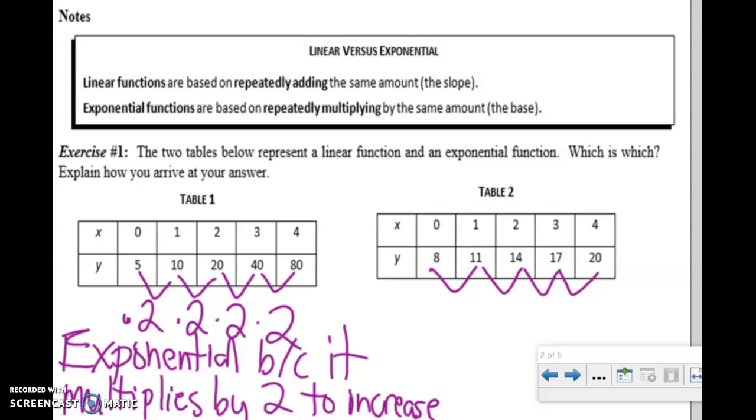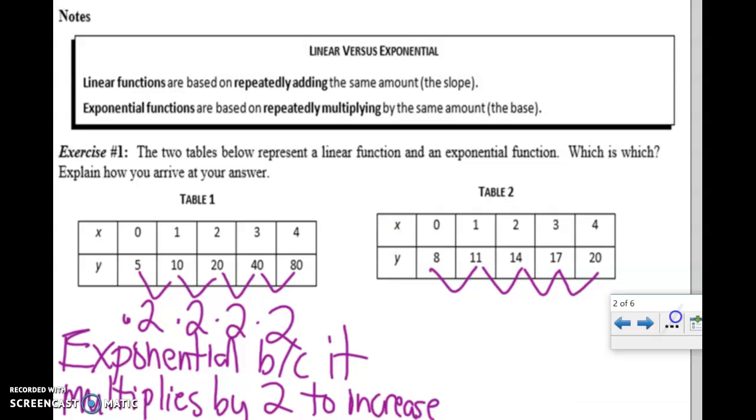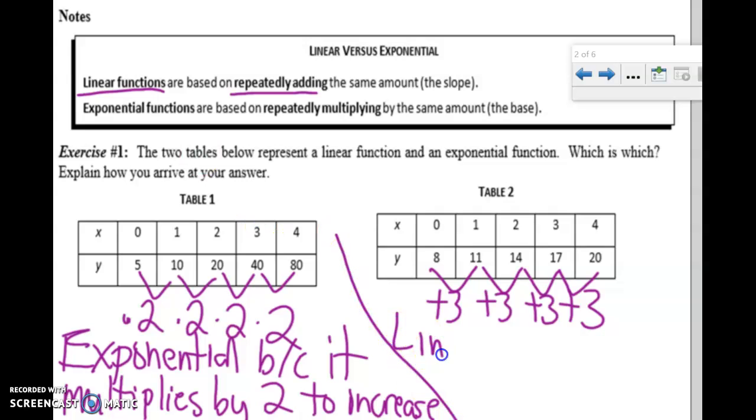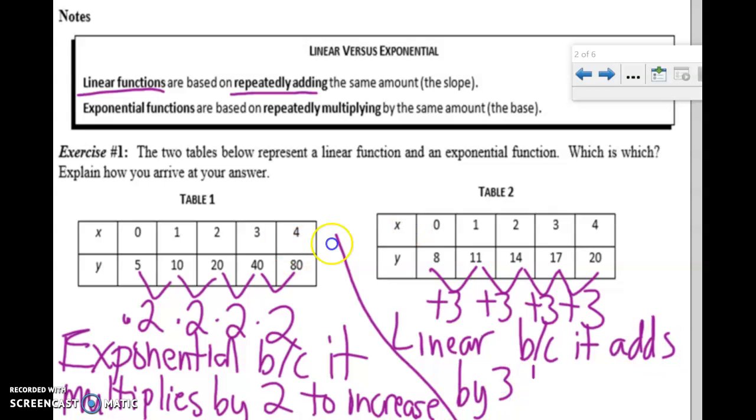It's larger than 1. Now over on the other side, we can see this kind of like we saw last year, where it's 8 to 11, 11 to 14, 14 to 17, then 20. We're just adding 3. So because this is an addition, we would use this as a linear model. All right, so this would be linear because it adds by 3 to increase.